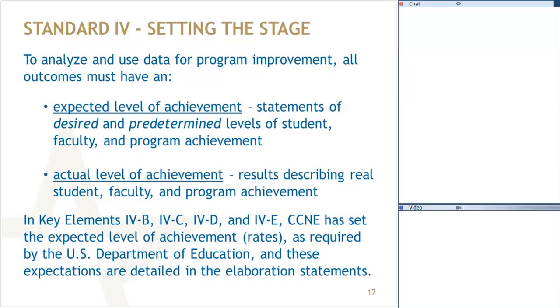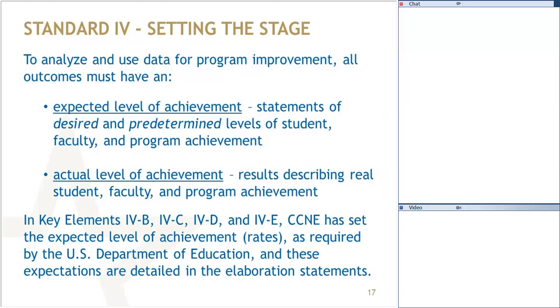So the next thing that we want you to keep in mind is the difference between expected levels of achievement and actual levels of achievement. When you've identified your outcome, as part of that outcome, you've indicated what you expect. So you expect, you know, an 80% rate of satisfaction. You expect 70% of students to do X, or whatever it might be. So that's your expected level of achievement, and that's stated within your outcome. But then there's what actually happens.